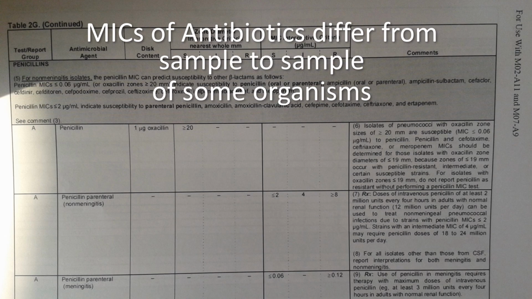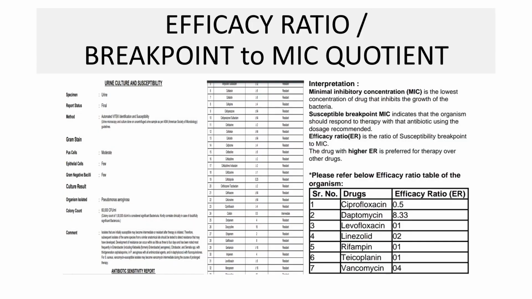Also, these breakpoints are different for the same antibiotics for different samples. For example, penicillin breakpoints are different for a meningitis sample and for a non-meningitis sample. So it's the ratio of the susceptible breakpoint to the MIC that is important, and a ratio of more than 2 is taken as significant.